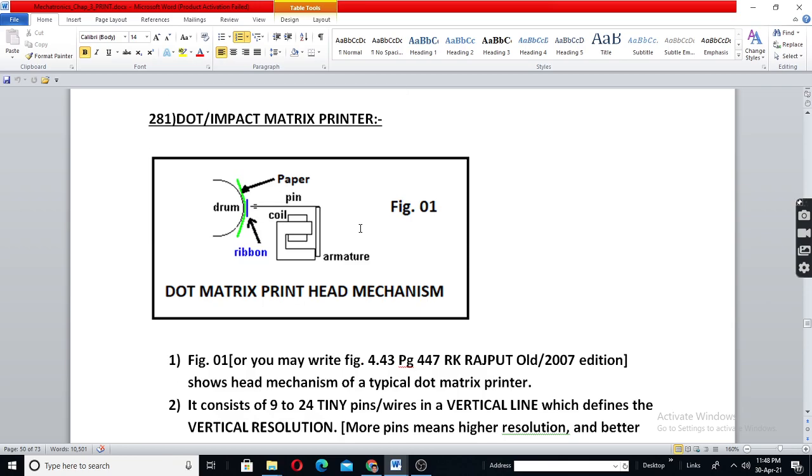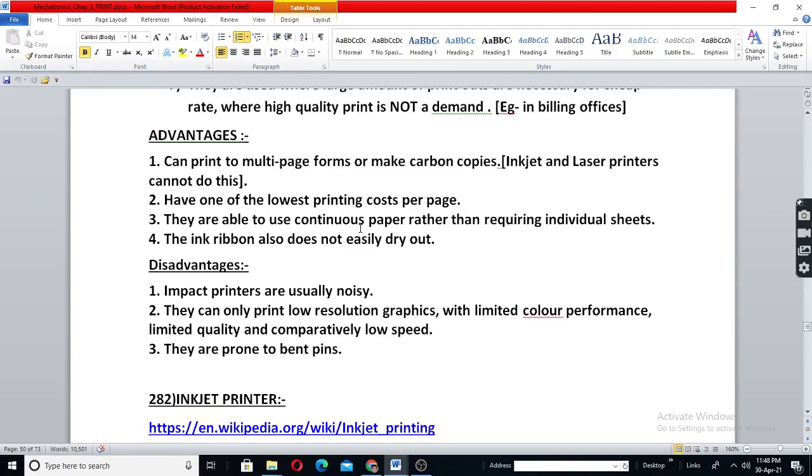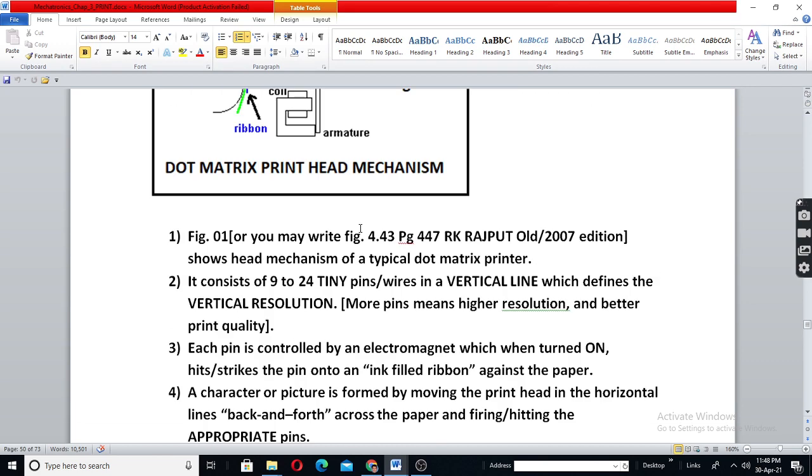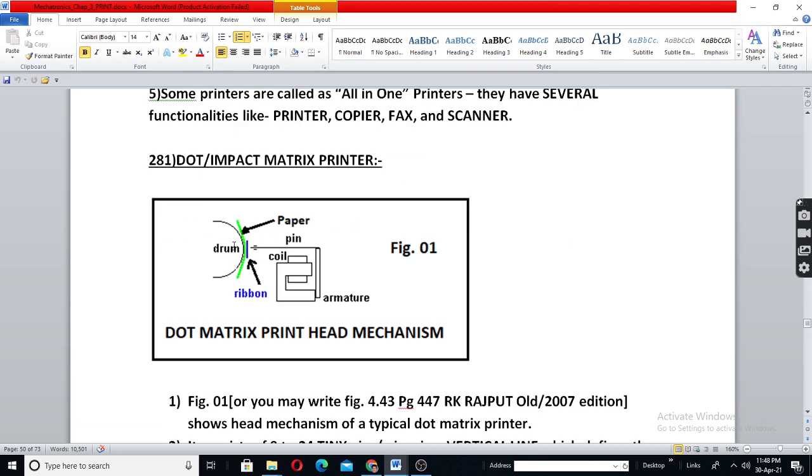Next we will see the dot matrix printer. See, there is a drum or roller on which paper moves, and this is a ribbon. Ribbon means a tape which has ink on it, and this is a pin. You can say this is a head.